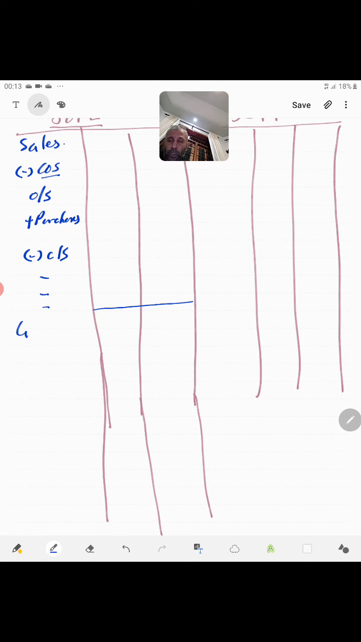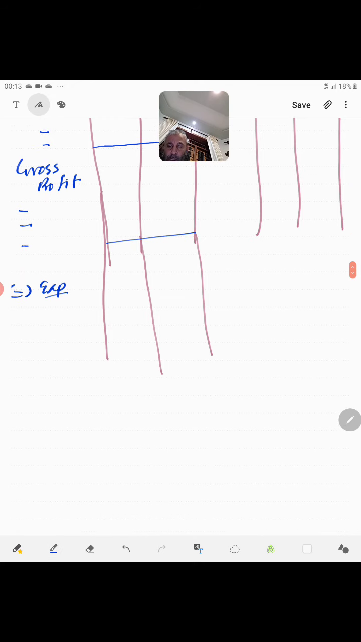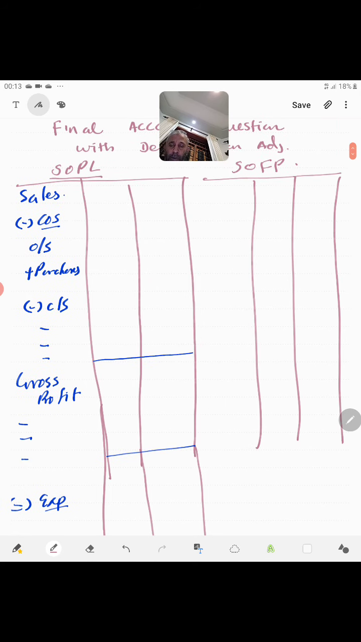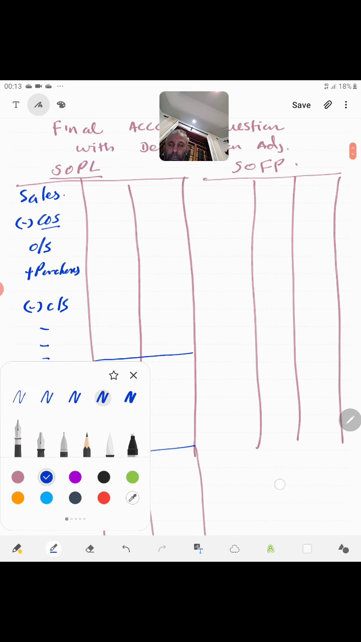So then this is gross profit. Then again I will leave some space for the possibility of having any other income. Then minus expenses. We will have enough space for that as well. So this is the profit and loss account, and we also have the statement of financial position.